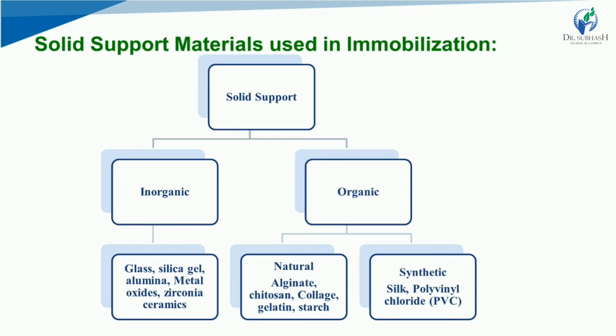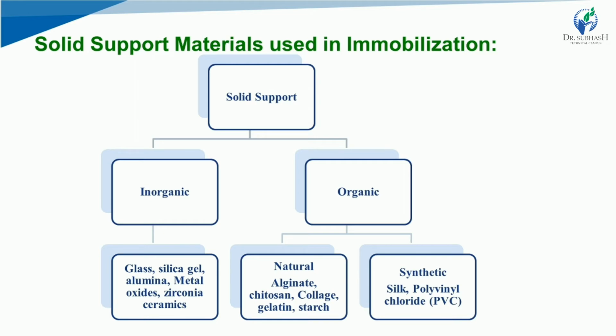We will go one by one. We will see each category in depth. So solid support systems that are used for immobilization are divided into two major categories. One is inorganic and one is organic. These are the types of solid support that are generally used.